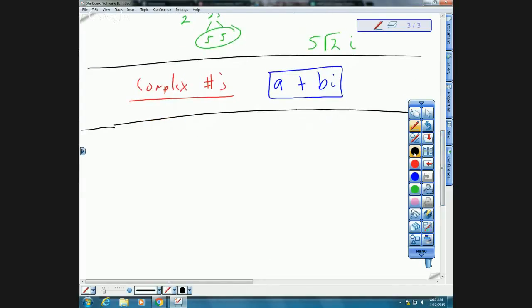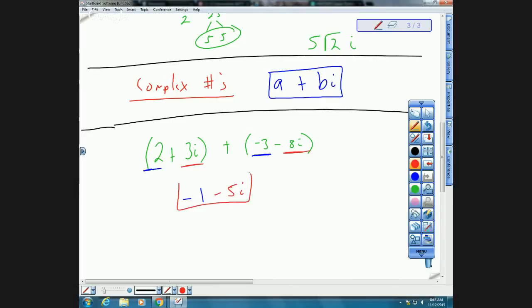So now let's talk about adding and subtracting complex numbers. When adding and subtracting complex numbers, you treat the i just like it's an x. So here's one complex number plus another complex number. You just do 2 plus -3, which would be -1. 3i minus 8i would be -5i. And again, treat it just like it's an x. You're just combining like terms like you would with an x.